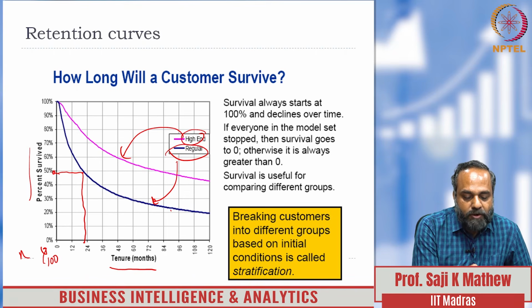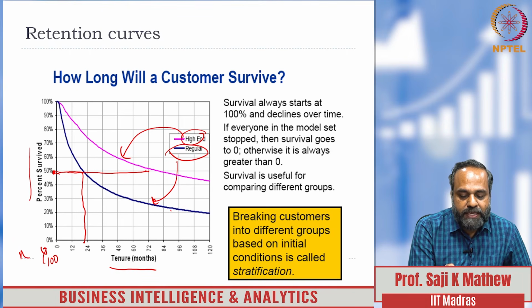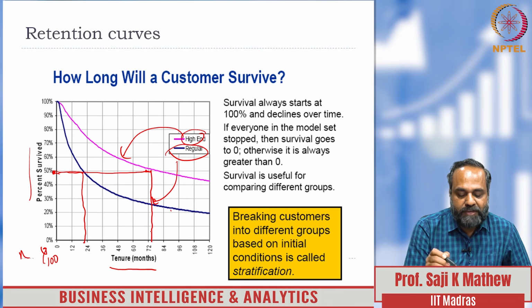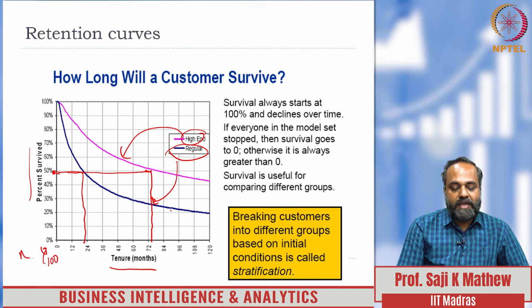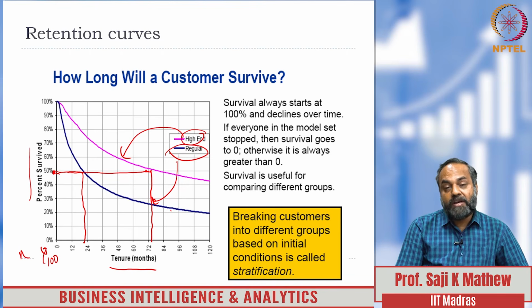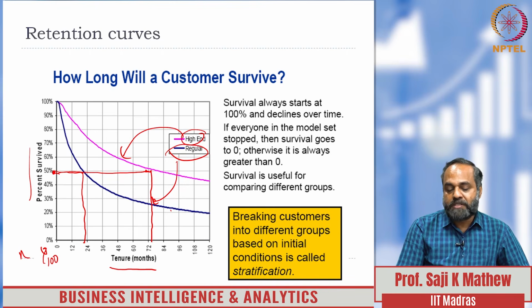And let's look at the behavior of the high end customers. You can see that they become 50% after 3, 4, 5, 6 years. So for the high end customers to become 50%, it took more than 6 years, whereas the regular customers, you can call them casual customers, became 50% in less than 2 years.